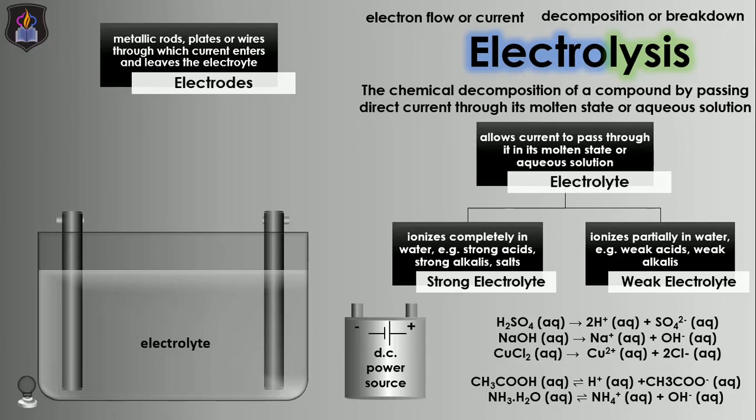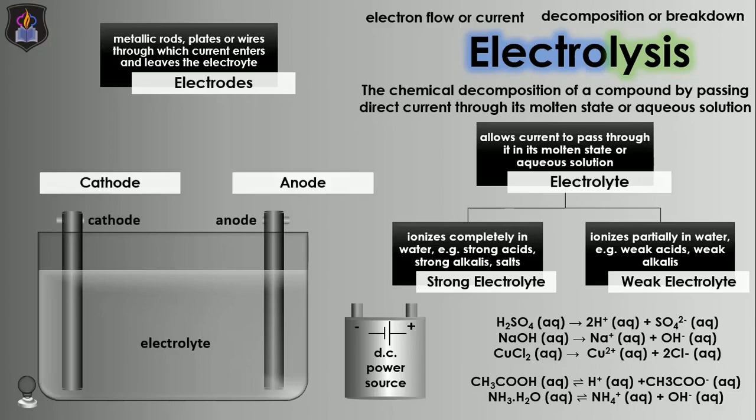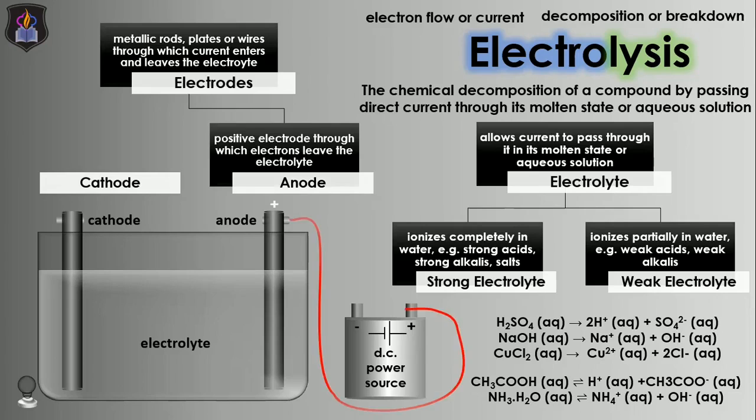Electrodes are generally divided into anode and cathode. Anode is the electrode connected to the positive terminal. It is the medium through which electrons leave the electrolyte, that is, A for anode and A for away. It is where oxidation occurs during electrolysis.